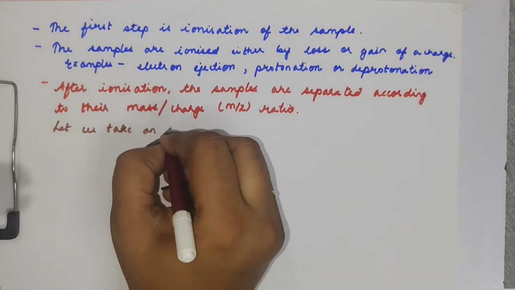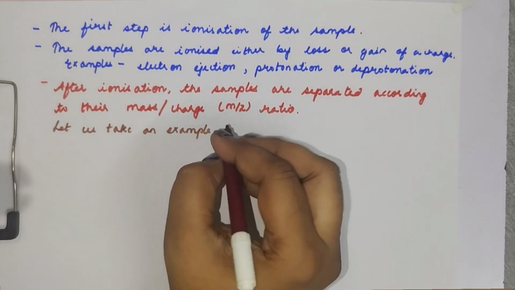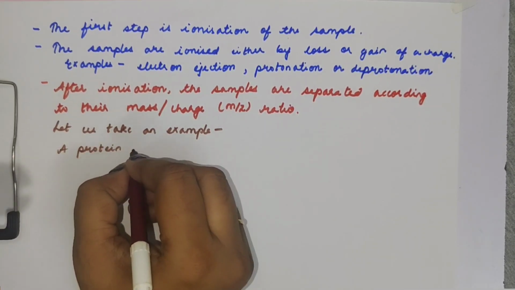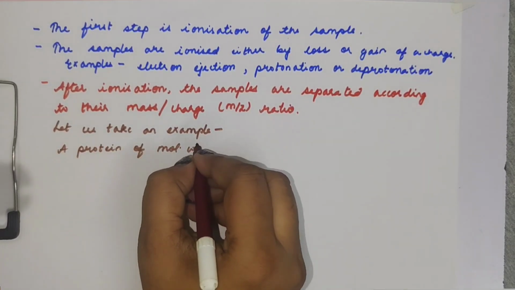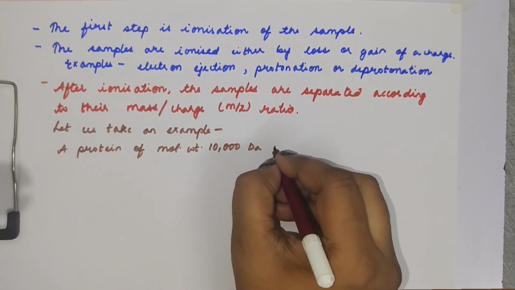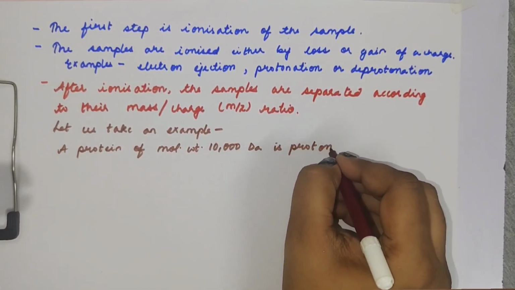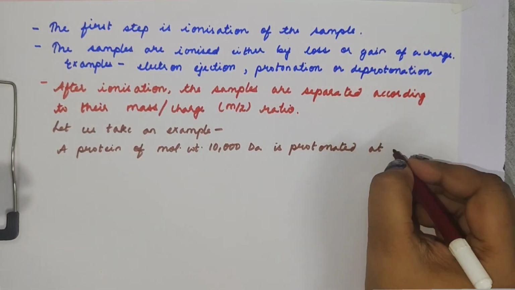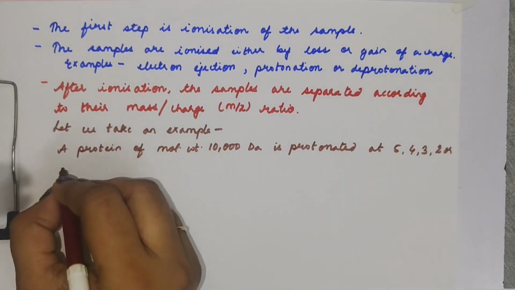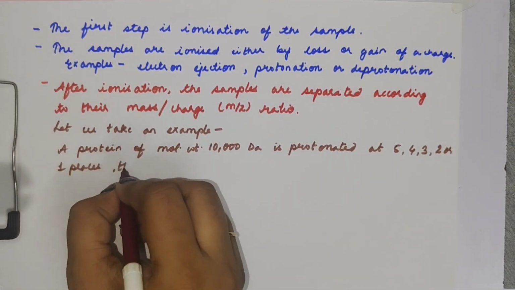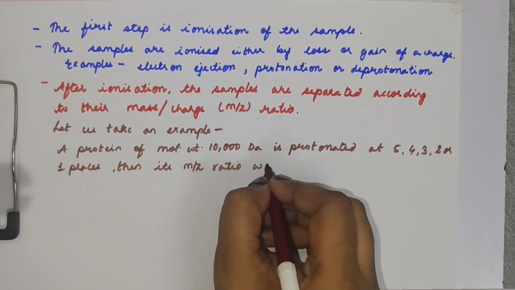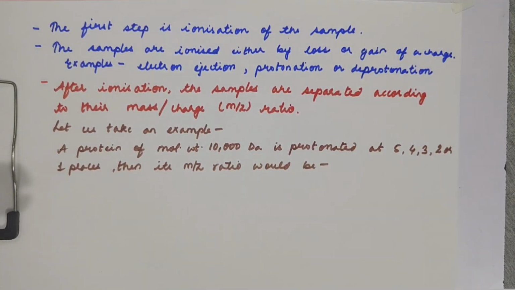Now let us take an example and see how the m by z ratio is worked out for any protein. So suppose we have a protein which has a molecular weight of 10,000 Dalton, and after ionization the protein is protonated at multiple sites, means either the protein has been protonated at 5 sites or 4 sites or 3 or 2 or even 1 site.